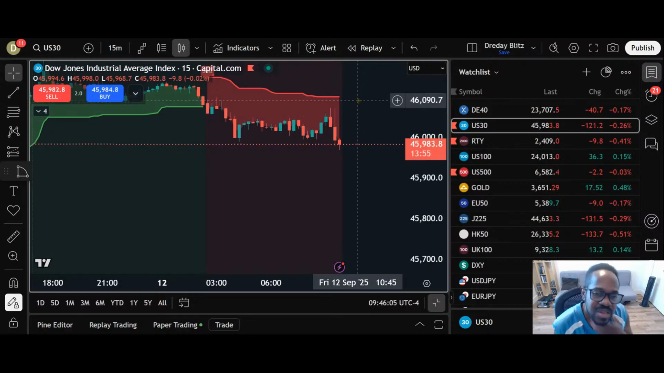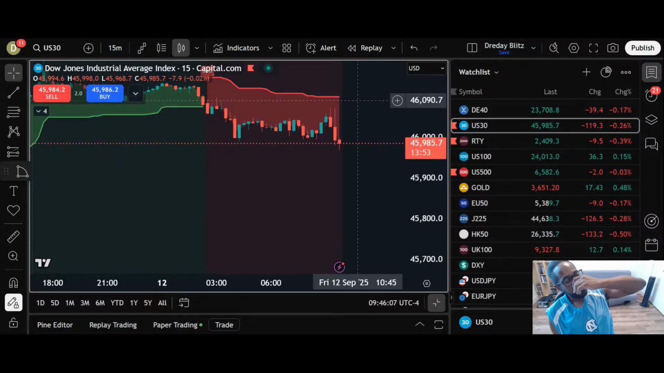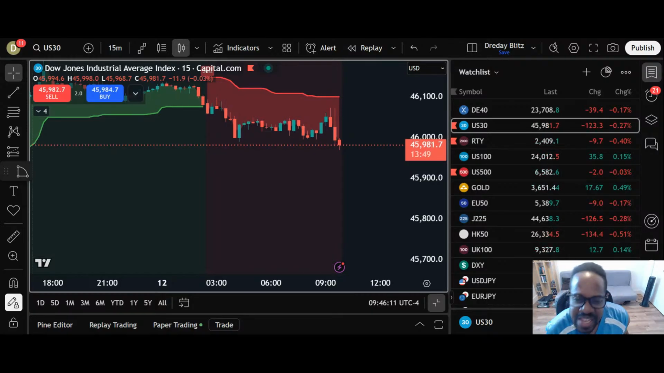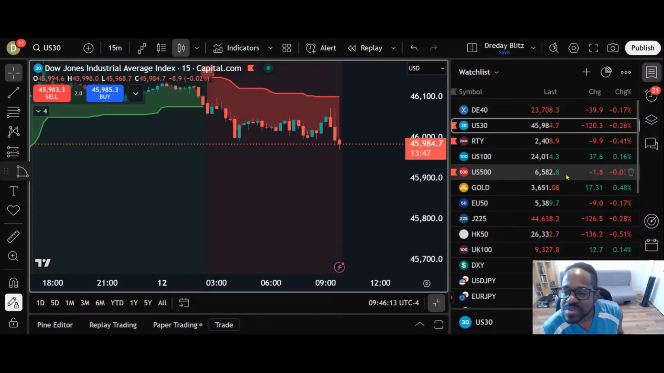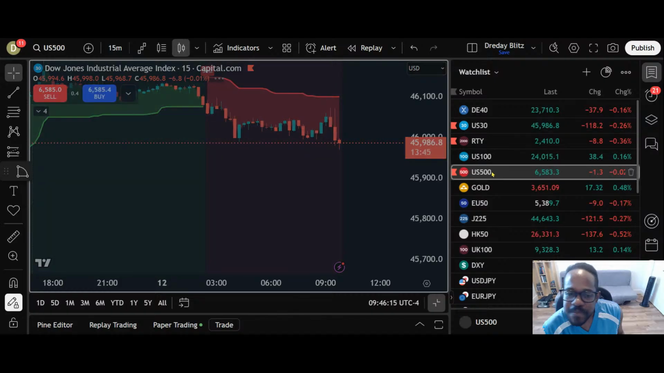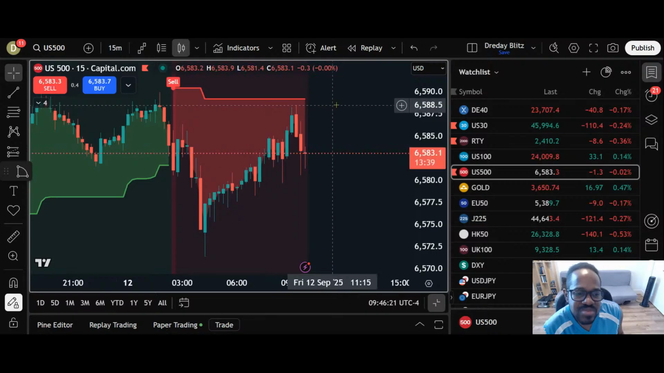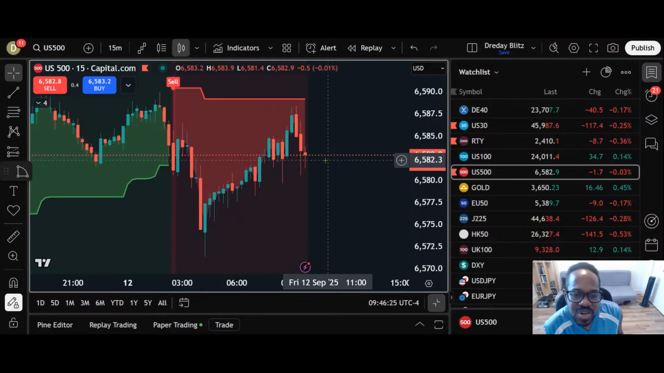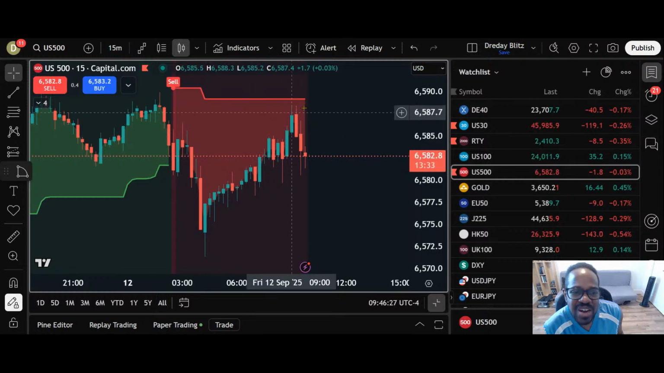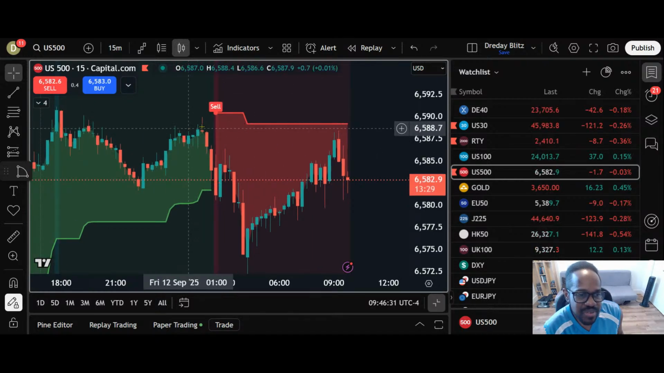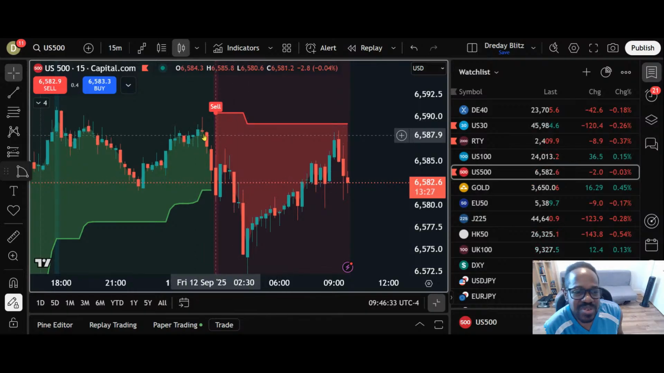Bearishness on US30, Russell 2000, and US 500, so S&P 500. We're still in a bearish movement here. It started to reverse here, so we went back up to take some liquidity at the top. This is for S&P 500. It did the exact same thing on the other ones.